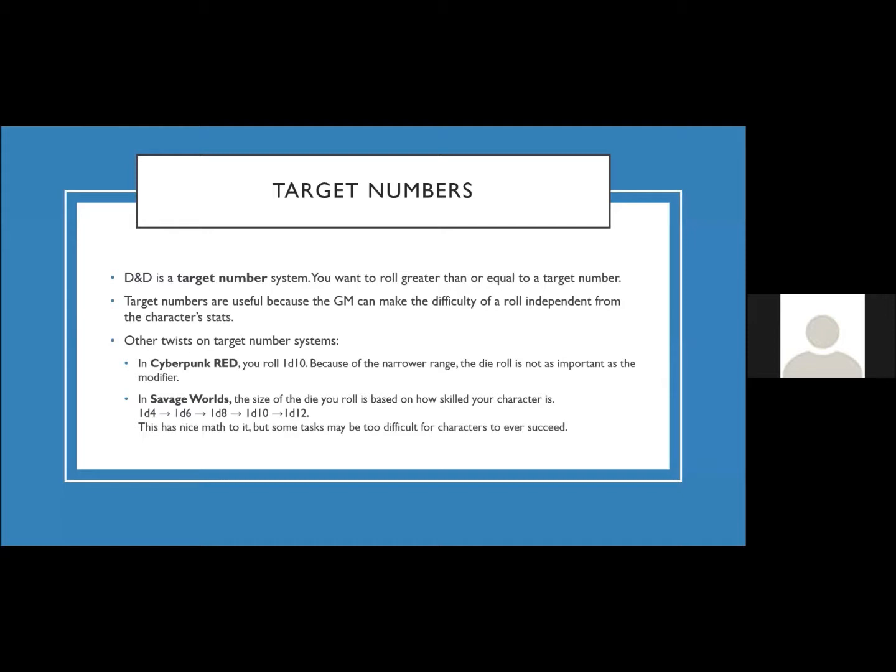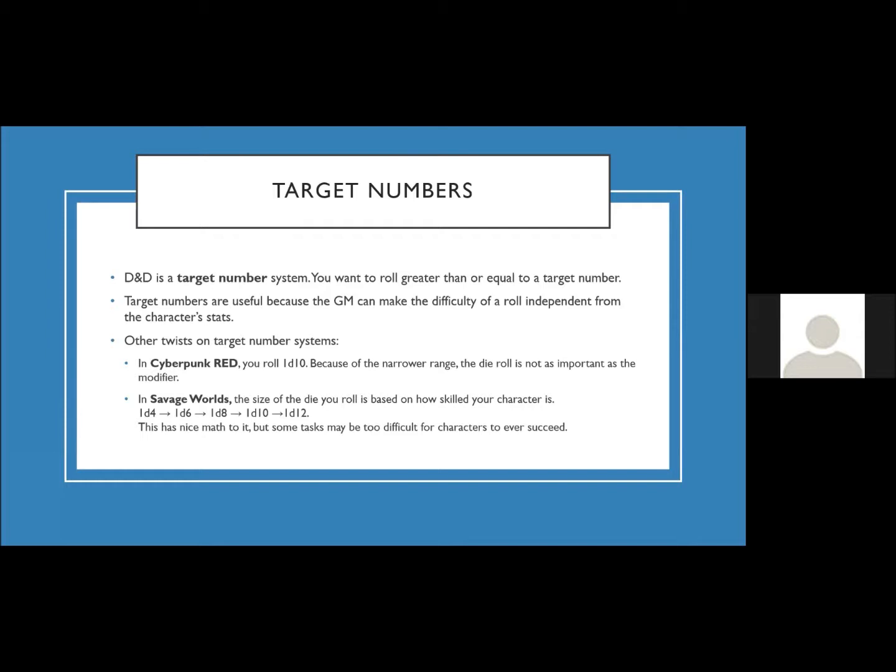Again, this is what I like to call a target number system. Target numbers are useful because the game master can make the difficulty of a roll independent from the character's stats. In Call of Cthulhu or Lasers and Feelings, you always know what you need to roll in order to succeed. In D&D and target number-based systems, that number is uncertain.